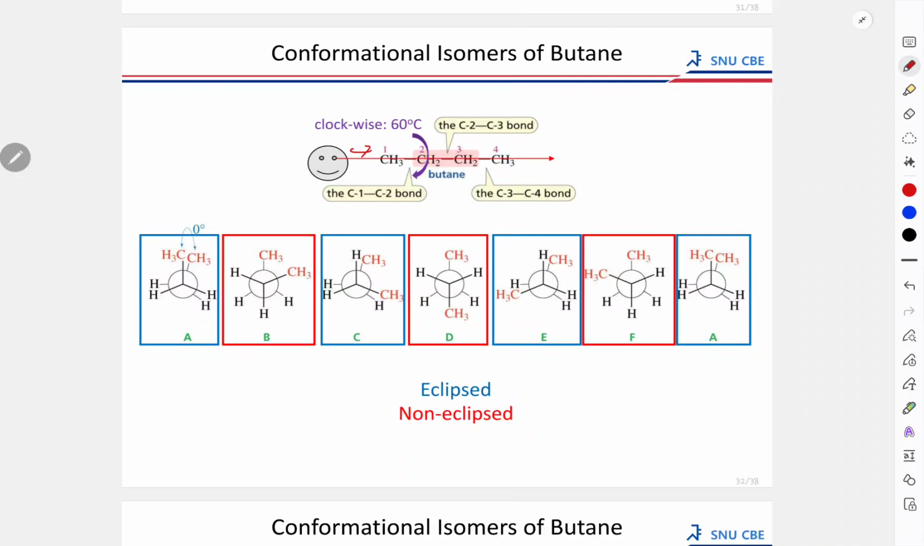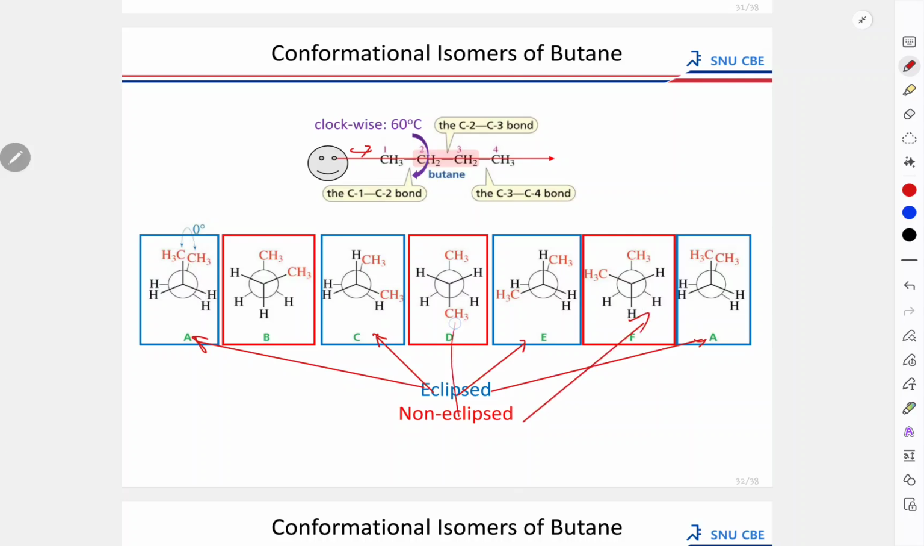And from a similar patterning, you can identify the eclipsed and non-eclipsed conformer states, as the blue and red boxes highlighted here. Okay? This is eclipsed. You have also here eclipsed, and eclipsed conformer, okay? And you have the non-eclipsed conformers B, D, and F as well. Okay?